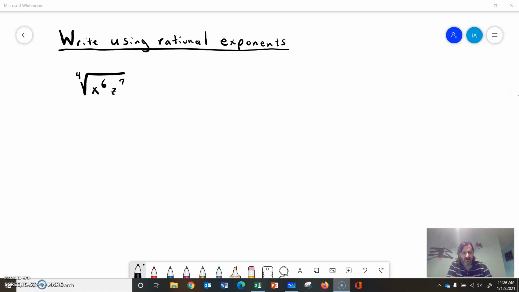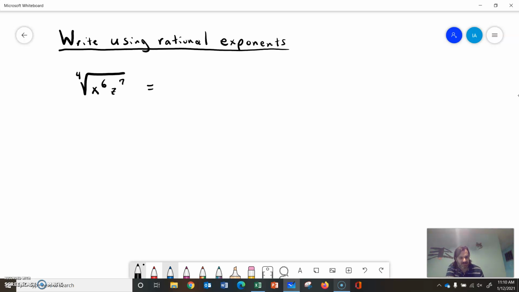Alright, so we have "using rational exponents," and the expression we have is the fourth root of x to the 6th, z to the 7th. So remember what a rational exponent is: it combines a power and a root together.